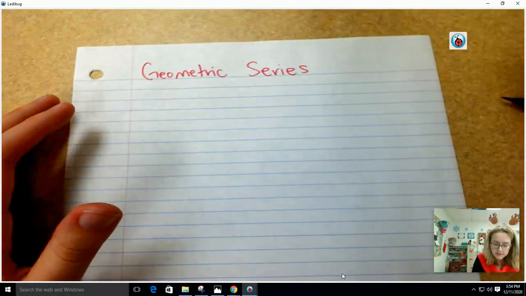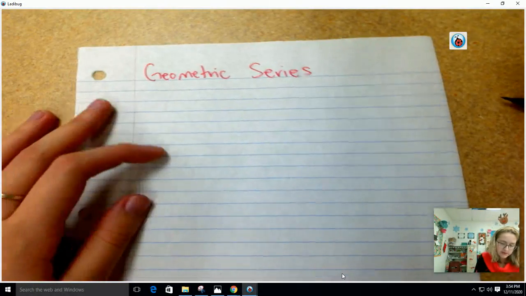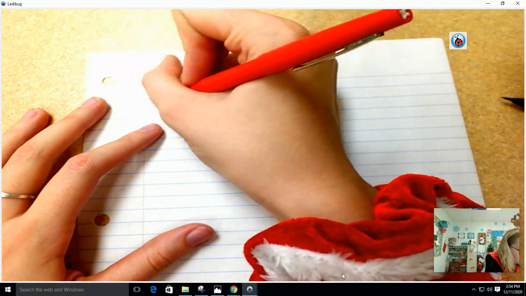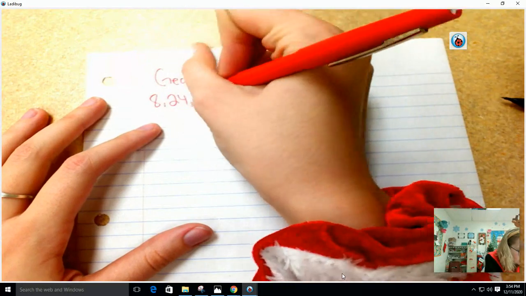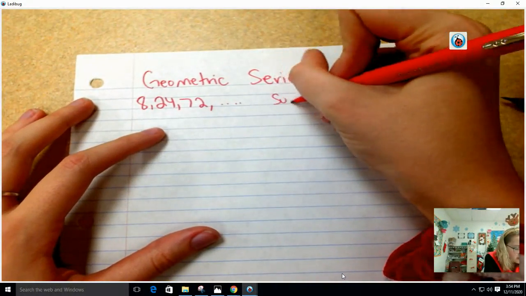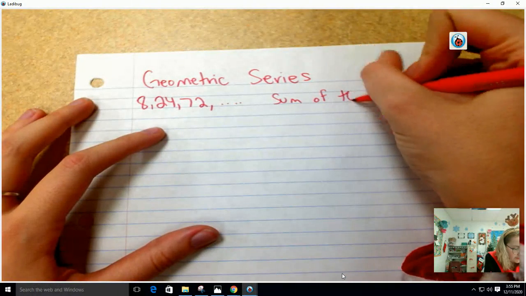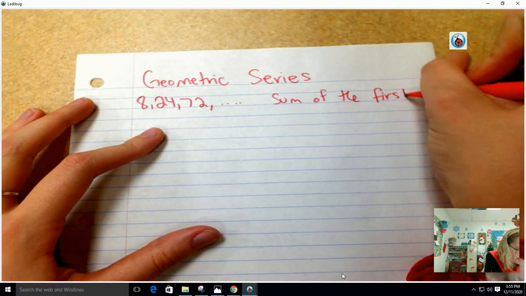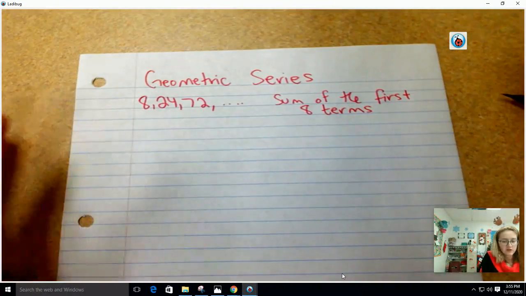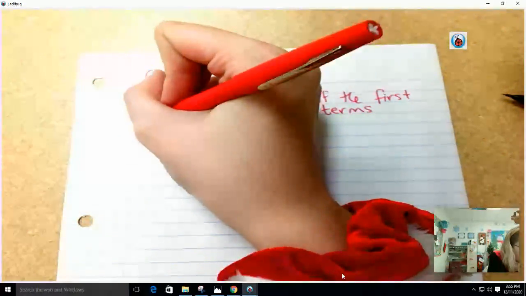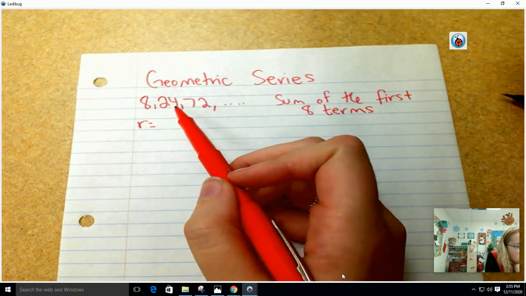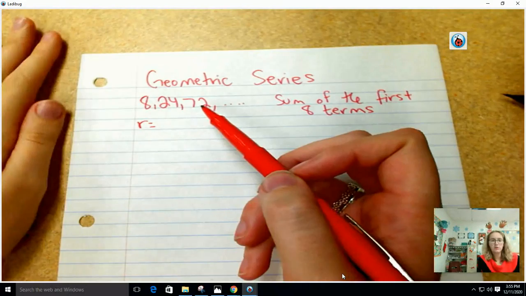So for geometric series, we're going to be given a sequence, and we're going to be asked to find the sum of the first 8 terms. So the first thing we're going to have to do is find our common ratio. So 8 times what gives me 24, and 24 times what gives me 72.